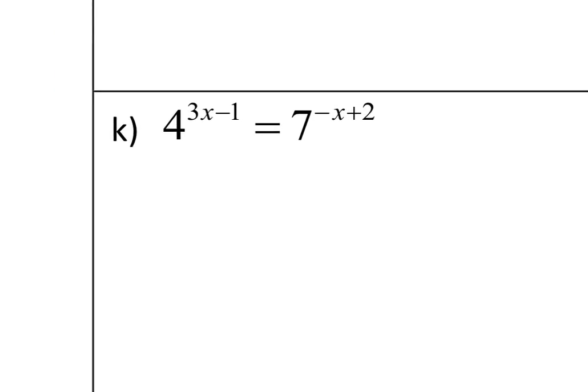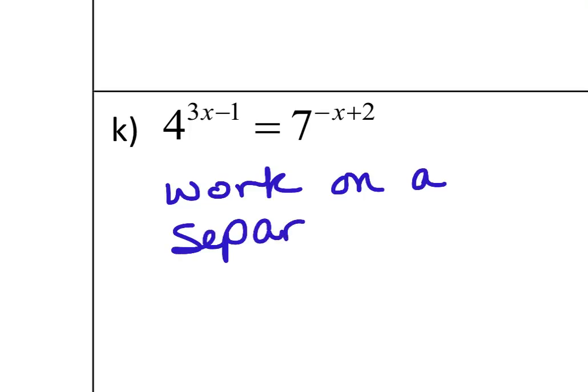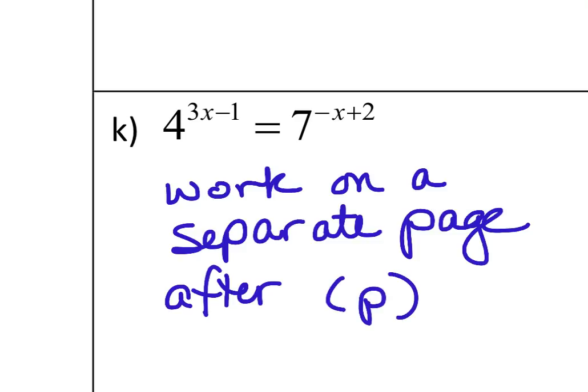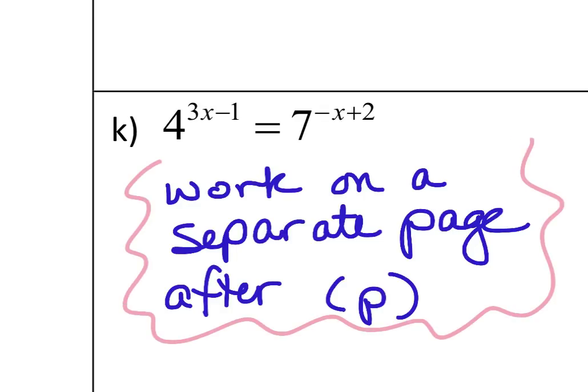Now, letter K, I'm going to do on a separate page, but I'm going to do this later in the video. It's going to be timing after part P at the bottom of this page. So just kind of set that aside, and if you want to do this problem on a separate sheet of paper, that also works because it's going to have a lot of steps to it.